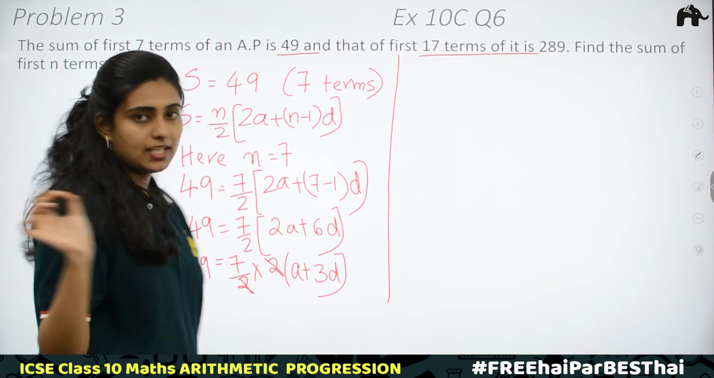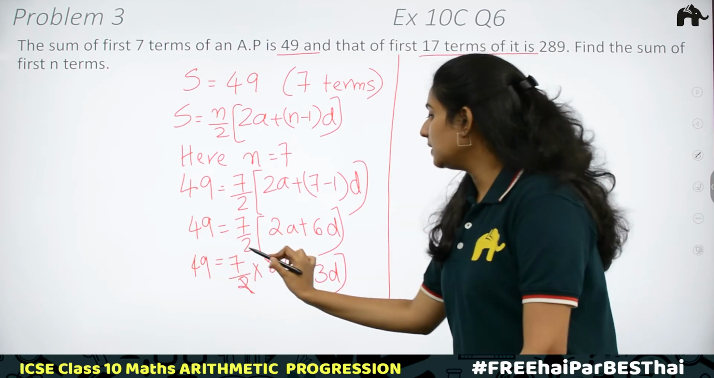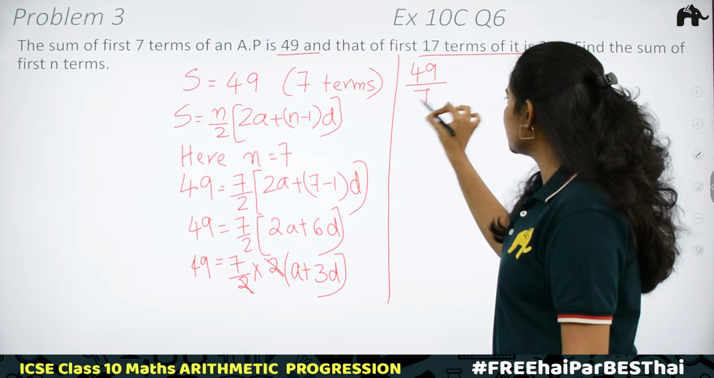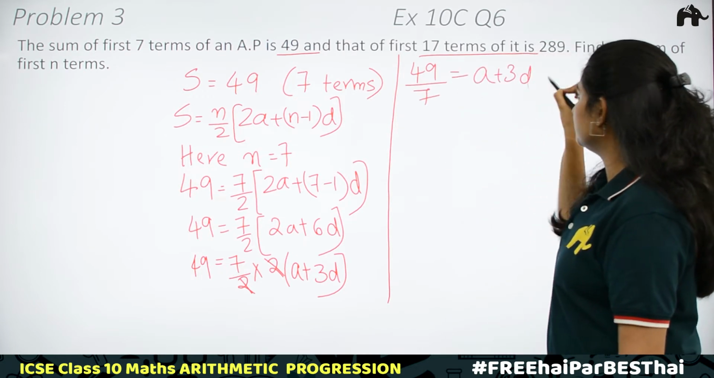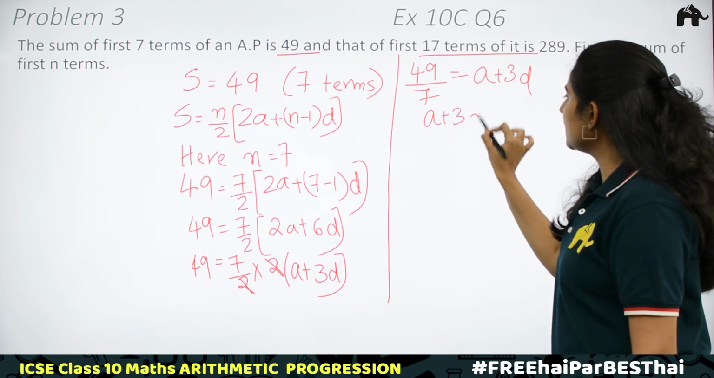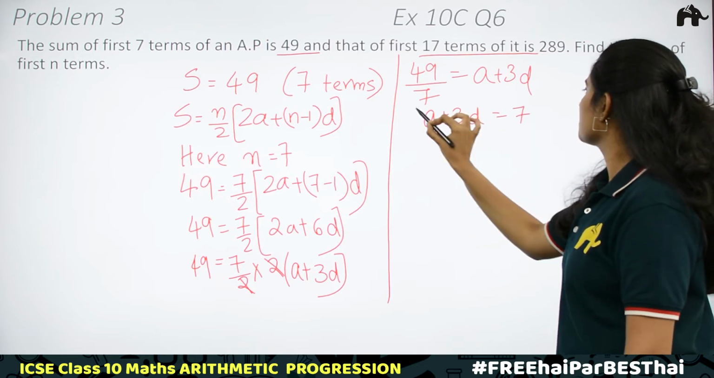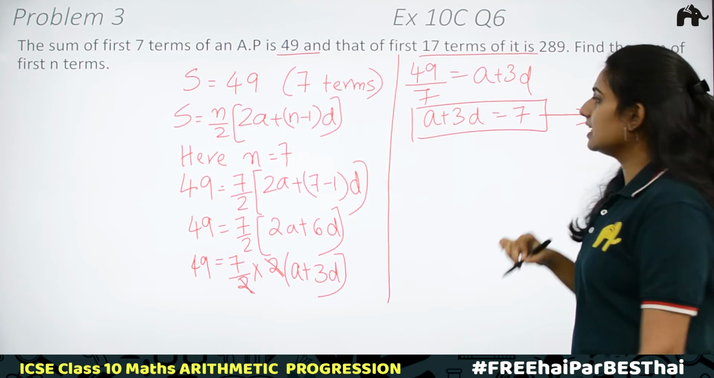Then what is remaining? On the left hand side we have 49. I am taking the 7 to the opposite side. It becomes 49 divided by 7 is equal to a plus 3d. Or we can write a plus 3d is equal to 49 divided by 7, which is 7. a plus 3d is equal to 7. Take this as equation number 1.